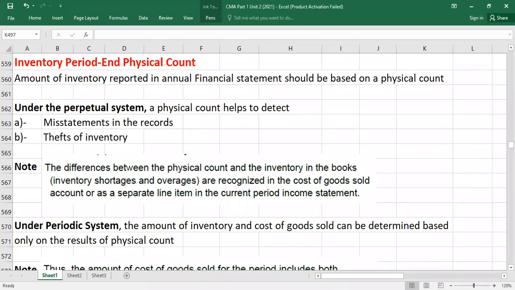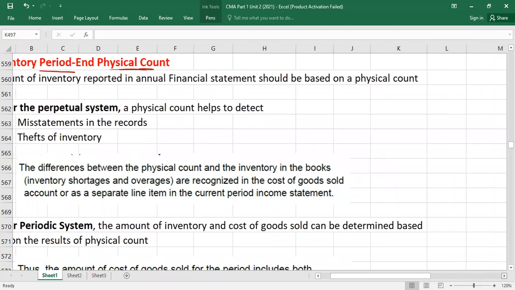Now we are going to talk about inventory, periodic, and what? Physical count. Actually, what is the idea here? Sometimes there are certain terminologies relevant to shipping and to consignment. Right? So let me give you an example of the topic we are going to discuss.